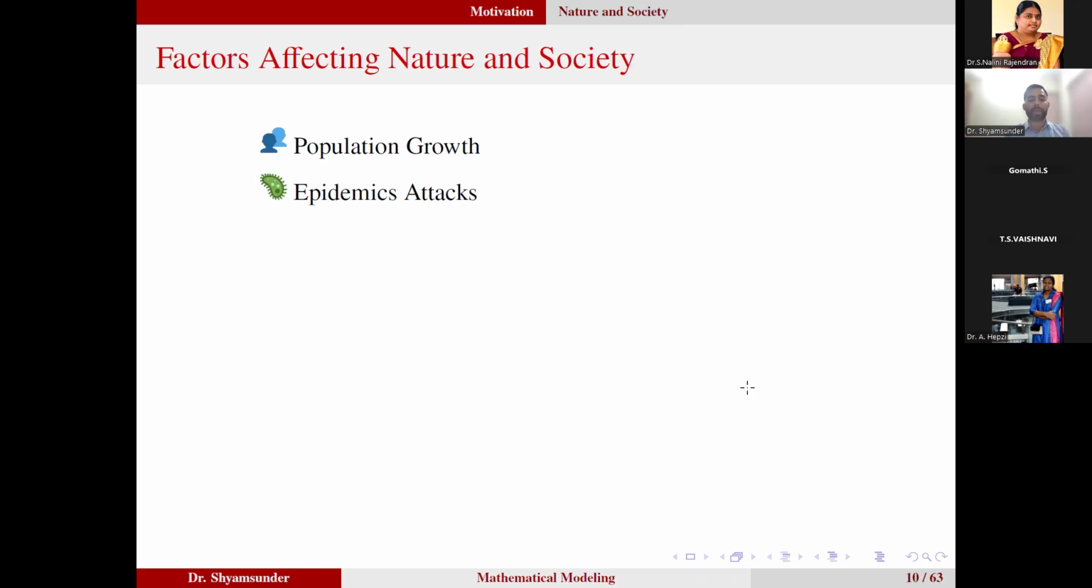And second is epidemic attacks. We are all aware that COVID-19 started in 2020. The epidemics before COVID-19 were swine flu, cholera and Zika virus. And currently we also see monkeypox again in Pakistan and China.